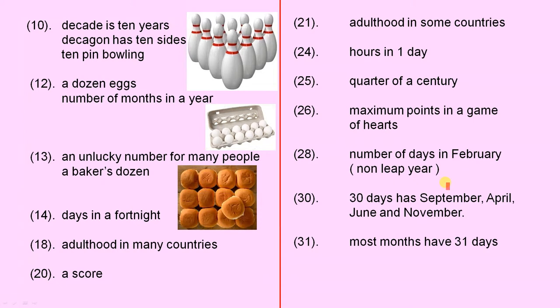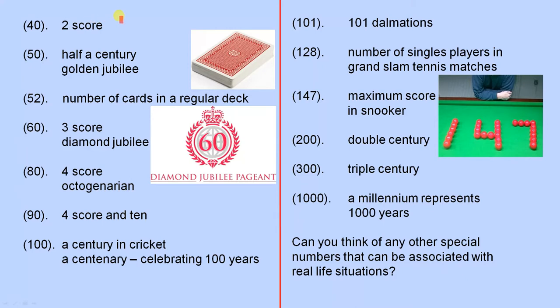30. Now 30, you've heard the little saying, 30 days has September, April, June and November. So the number 30 is associated with the number of days in those months. 31, so most months have 31 days, except these 4 and this one. 40, that's 2 score, because if 1 score is 20, then 2 20s are 40.